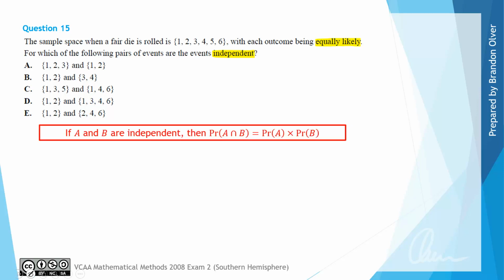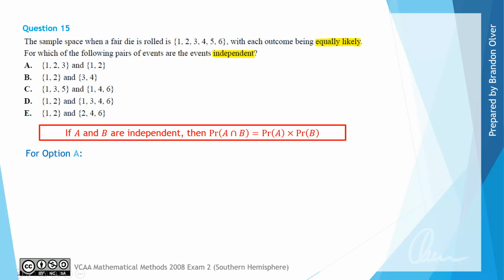So the first thing that we need to identify is that if A and B are independent, then the probability of A intersecting B is equal to the probability of A times the probability of B. So that's something that we know is true for independent events. So what we're going to need to do is work through the 5 options given and work out which of the options satisfies that relationship for independent events.